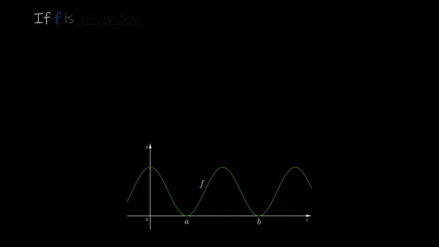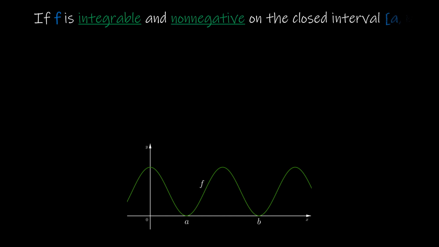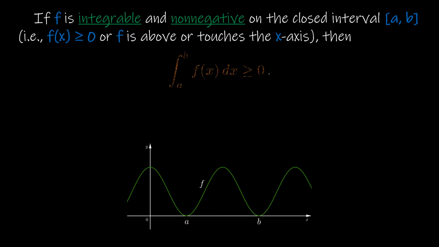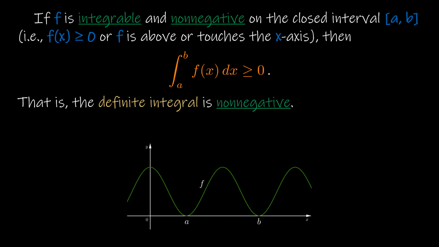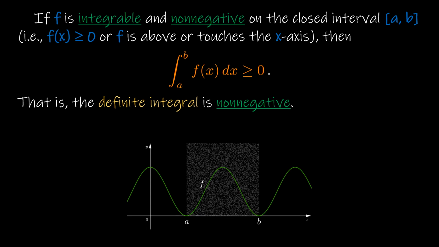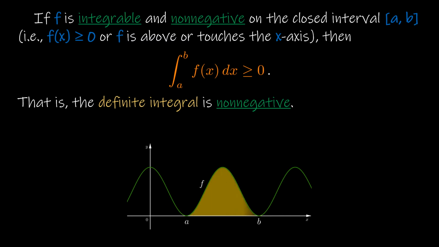If f is integrable and non-negative on the closed interval a, b, non-negative means f of x is greater than or equal to 0, or f is above or touches the x-axis, then the integral of f of x dx, from a to b, is greater than or equal to 0. That is, the definite integral is non-negative. In the figure, because f is above the x-axis on the closed interval a, b, the definite integral is non-negative, and it corresponds to the area of the shaded region.